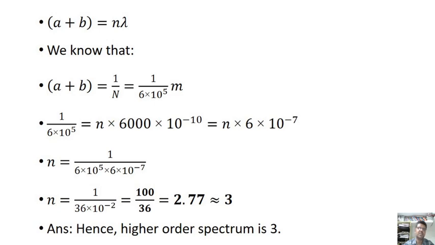So 1 by 6 × 10⁵ is equal to n times the wavelength, 6000 × 10⁻¹⁰. Then it becomes n into 6 × 10⁻⁷. Then n becomes 1 by 6 × 10⁵ into 6 × 10⁻⁷. Substituting, we get 1 by 36 × 10⁻², that is 100 by 36, which is equal to 2.77. Taking the upper limit, we can say it is approximately equal to 3. Hence the highest order of the spectrum is 3.